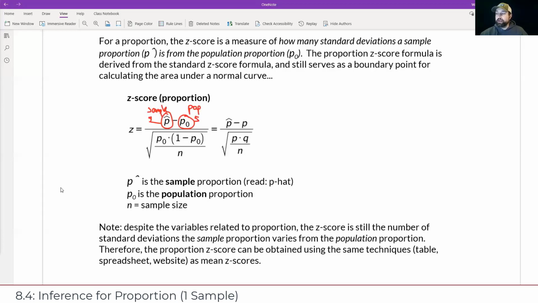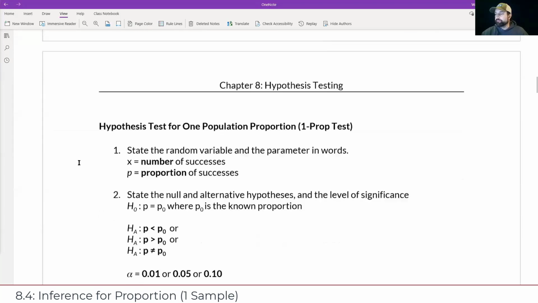Then you're going to divide by the square root of p times q over n, where p is again the sample proportion, the probability of success, and q is the probability of failure, both for the sample, divided by how many items are in your sample. And that's how you get the z-score. Again, this will be done in a spreadsheet through the algorithm for you, but it's good to know that this is the equation to calculate the z-score with proportions.